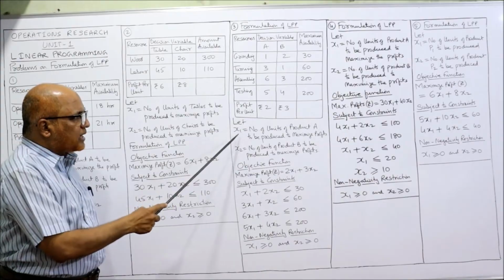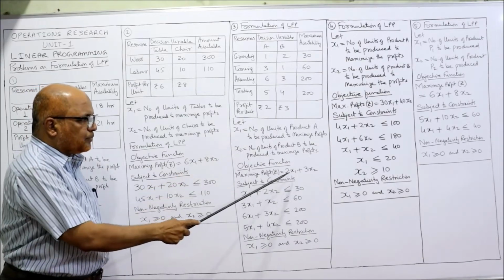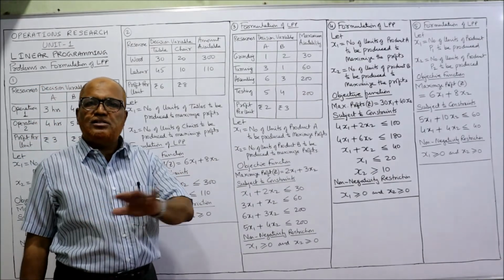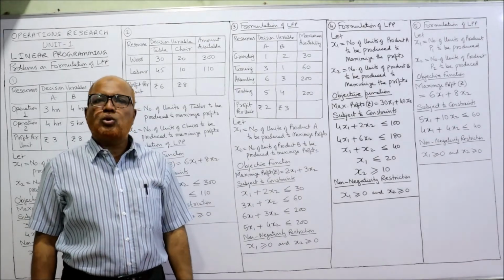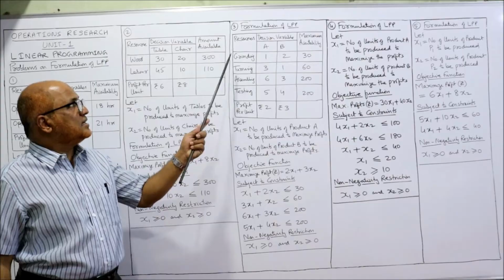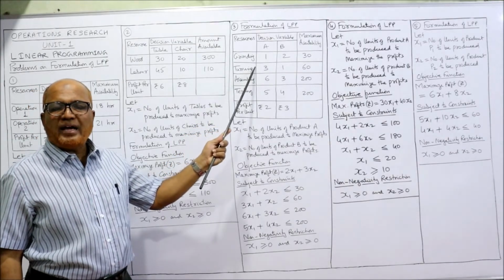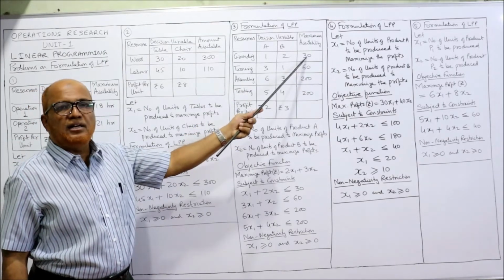So 2x1 plus 3x2. That is the objective function. This is the maximum profit. Now subject to constraints. The first constraint is grinding. The maximum time available of grinding is 30 hours.